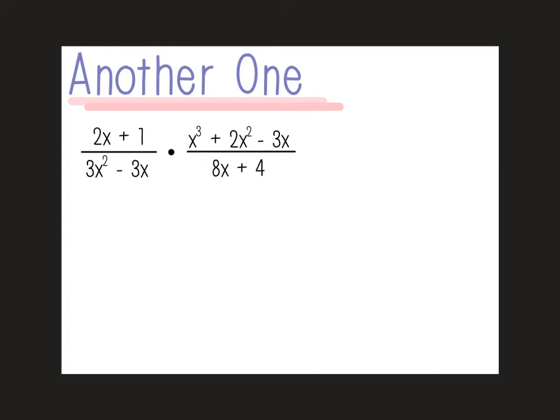So for this example, we want to start the same way. So step 1 is to factor all the numerators and denominators completely. 2x plus 1 cannot be factored any further. In the denominator, I can factor out a 3x from both terms. So I'm left with x minus 1.